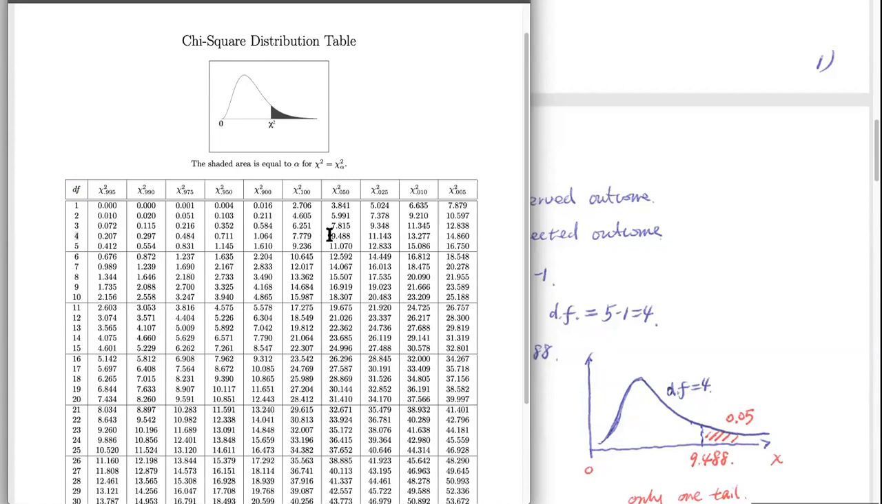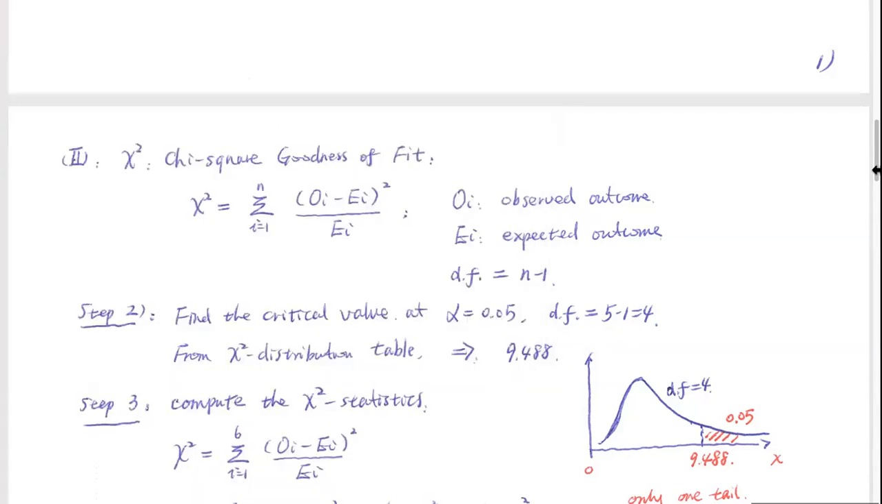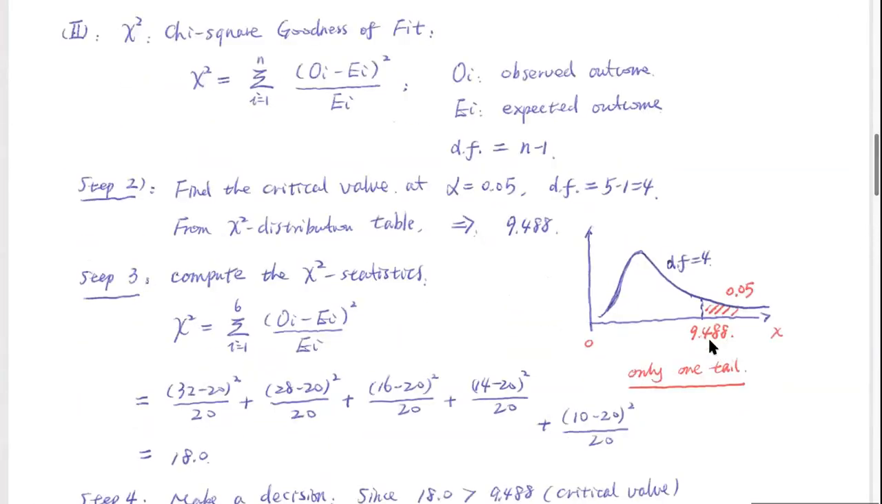So 5 minus 1, 4. That gives us 9.488. That's the reason we got this critical value, everybody. 9.488, that's our critical value. I can draw a critical line here like that, right?